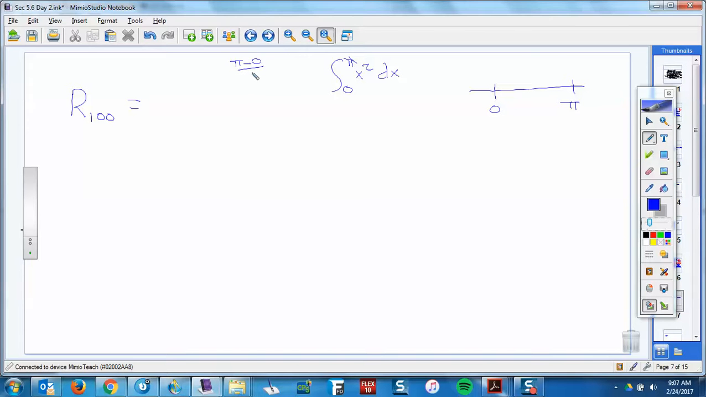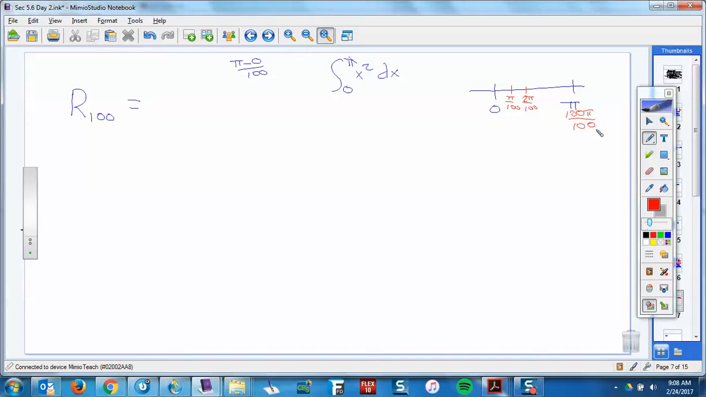Pi minus 0 over 100, so where's my first right edge going to be? Pi 100ths. What's my next one going to be? If you say pi 50ths, I'm going to freak out. 2 pi over 100, right? 3 pi over 100. What's the last one? 100 pi over 100, right? And we could do this with 1,000, we could do it with 10,000, right? We're going to see a pattern here.